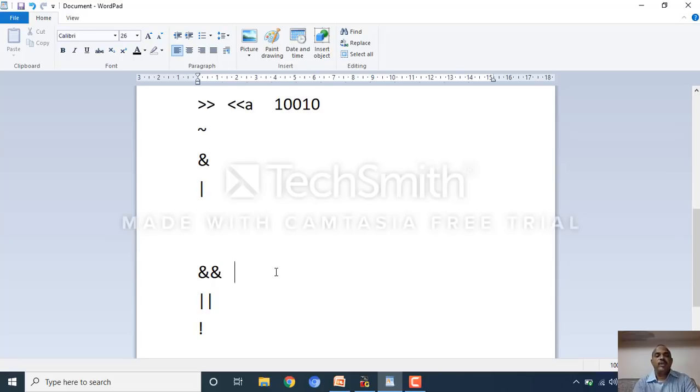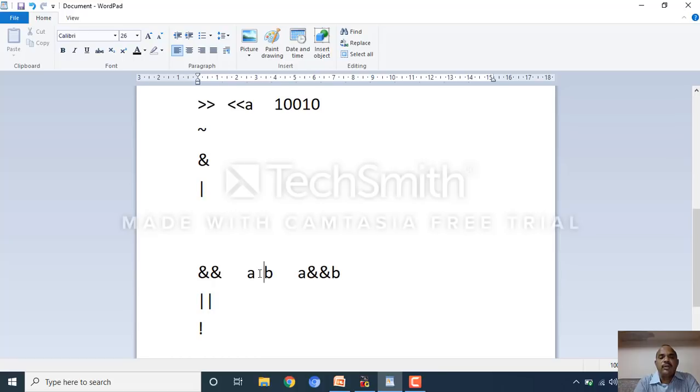Logical AND operator. For example, here A and B. This is a truth table. For example, A value equal to 0, then B value is also 0, then A and B equal to 0, because 0 times anything is 0.